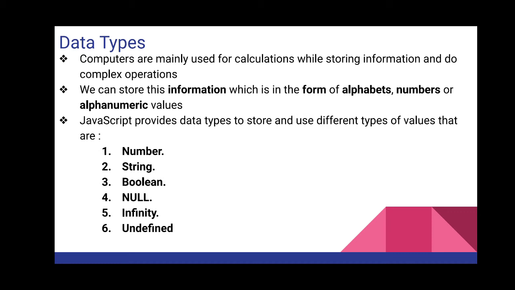Next, null. Null means what? Nothing, empty. Then next is infinity. Infinity means there is no limit for that data. It is up to infinity. We'll see examples for infinity, then you will understand. And last is undefined, means it is not defined. You have not specified what type of data a variable will have. So in the next slide we will see some tabular format and look into different examples for each data type.